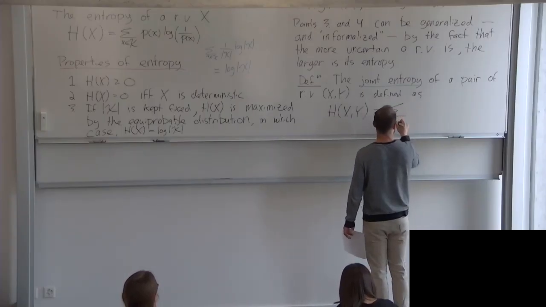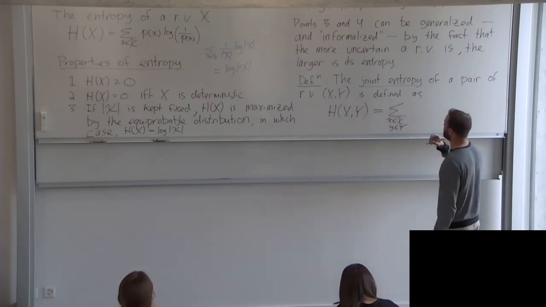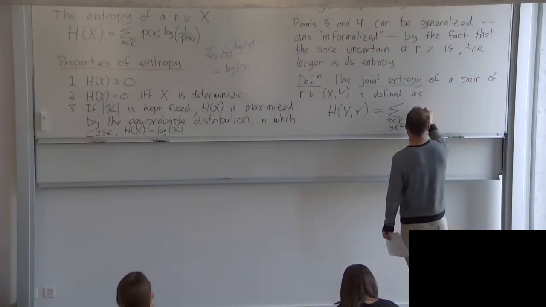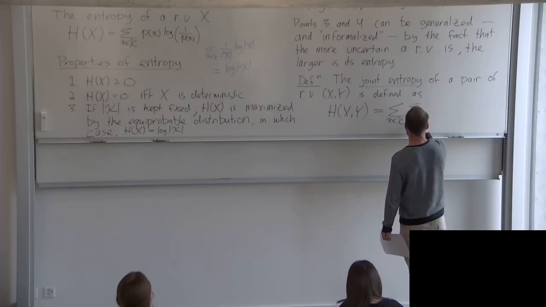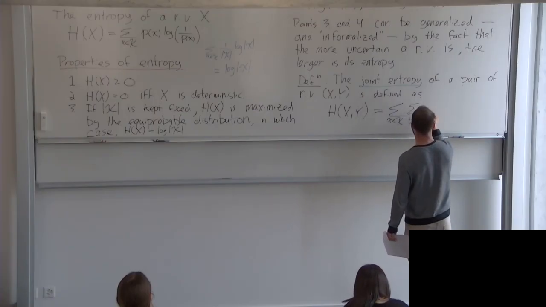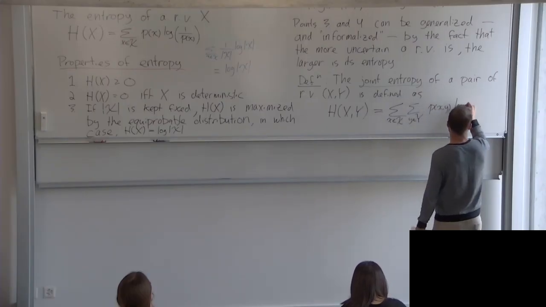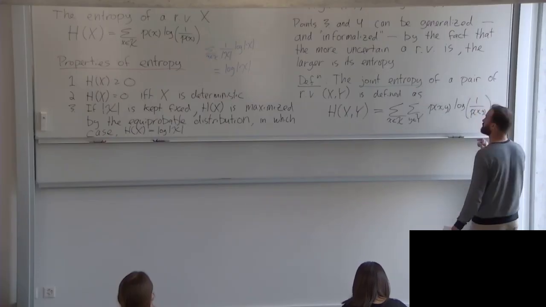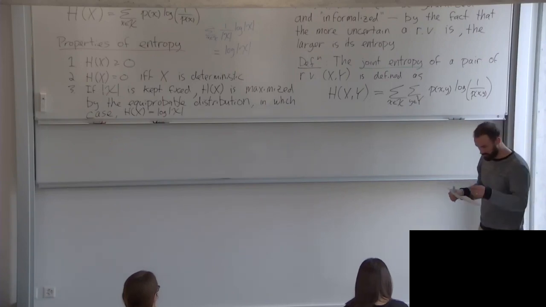So you sum over all x in cal X, all y in cal Y. You can think of that as a two-dimensional sum. Or let me be more explicit. Sum over x in cal X, sum over y in cal Y. And then I have p of x y log of 1 over p of x y. That is extremely analogous, as I said.